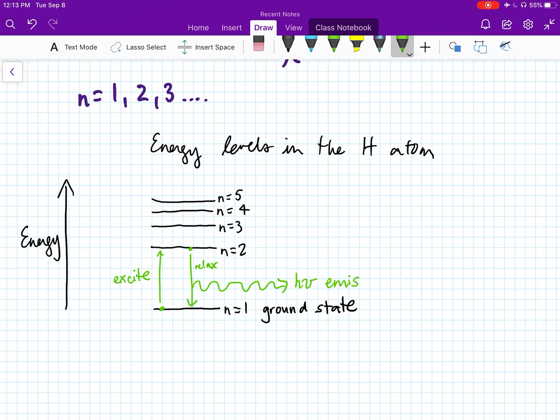That photon is going to have an energy of h nu, where h nu is equal to the difference between the energy levels. And I can also, of course, convert it to wavelength.